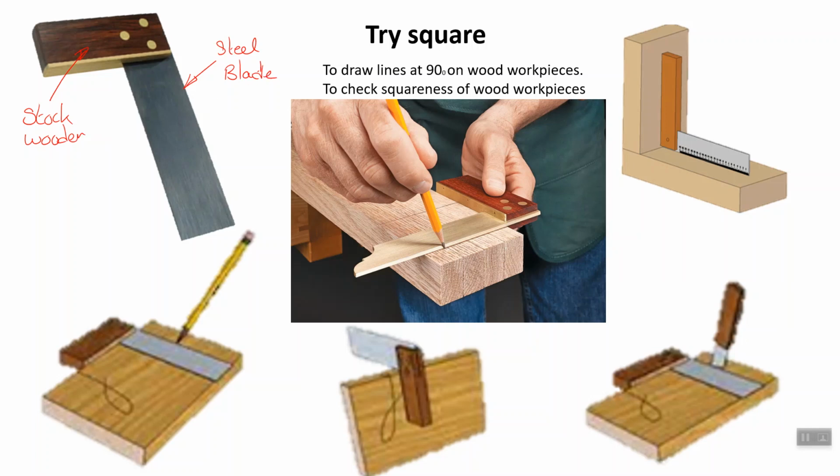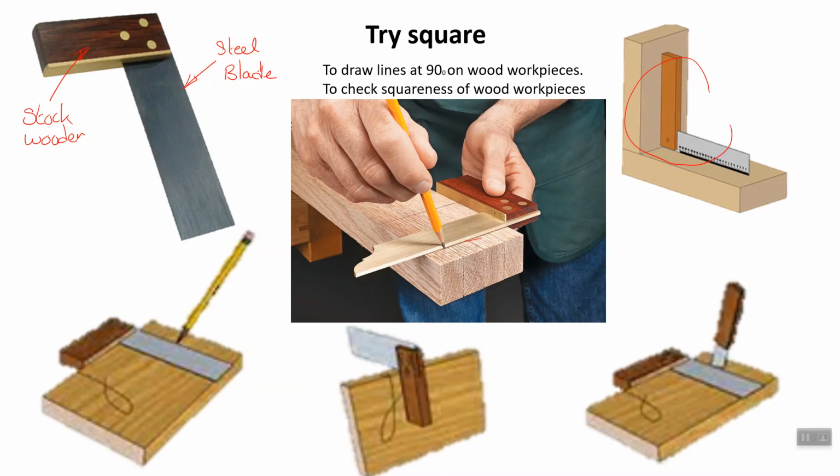This tool is used on wood and plastics. We never use a tri-square onto metals. It is used to mark perpendicular lines, as you can see in this picture, and to check squareness. We verify if a corner is at 90 degrees. You can use it in different positions. It is a very precise and accurate tool to mark out perpendicular lines and to make sure that the edges are at 90 degrees, which is called squareness.